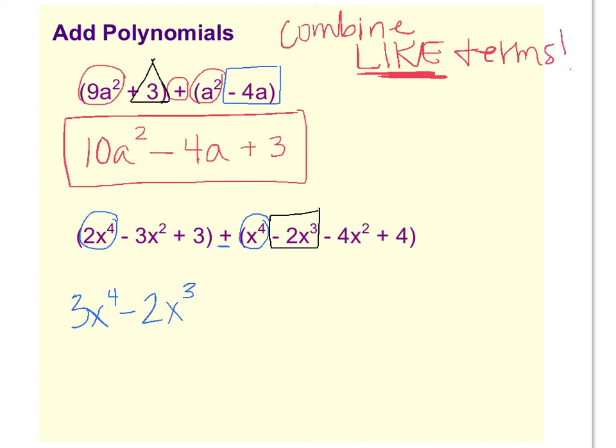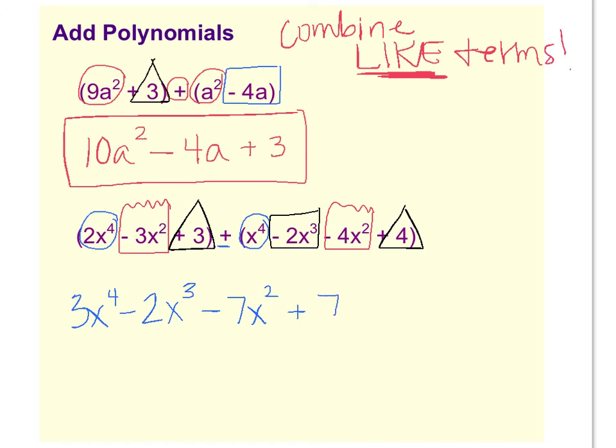Alright, now we need an x squared. There's a negative 3x squared, and I see we have a negative 4x squared. So when we put those together, a negative 3x squared and a negative 4x squared, we're just adding the coefficients out front, and we get a negative 7x squared. And then last, any constant terms, we have a plus 3 and we have a plus 4. So 3 plus 4 will give us 7, so plus 7.